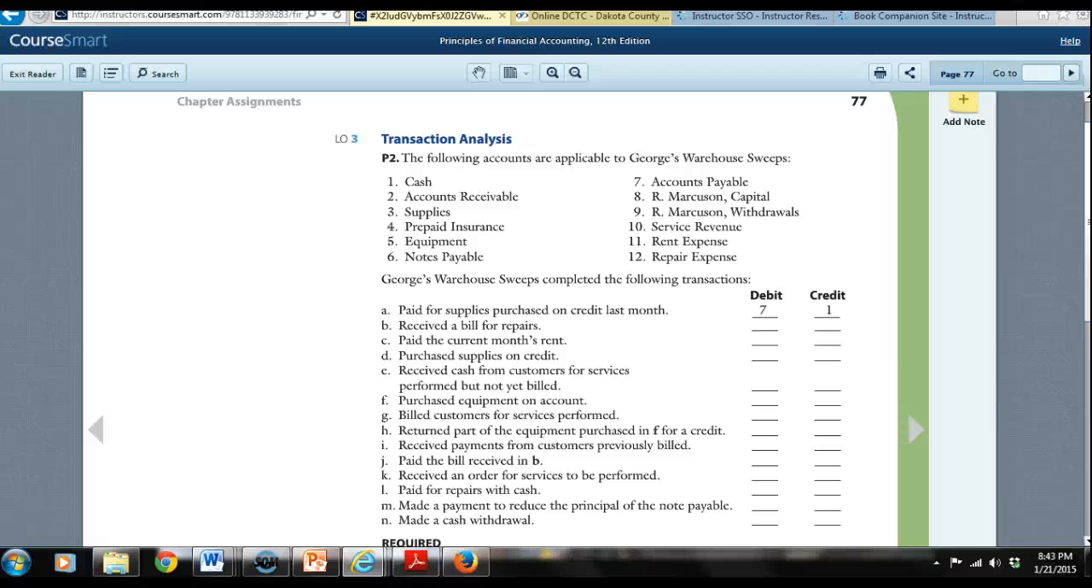How about this one? G, billed customers for services performed. When we bill a customer, what will we debit? Accounts receivable. An asset gets increased. We also need to credit something when we bill customers for work performed. Service revenues increase, and that's a credit. Excellent.